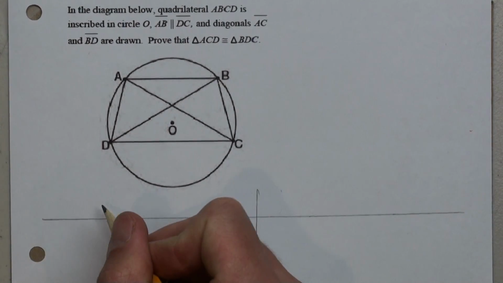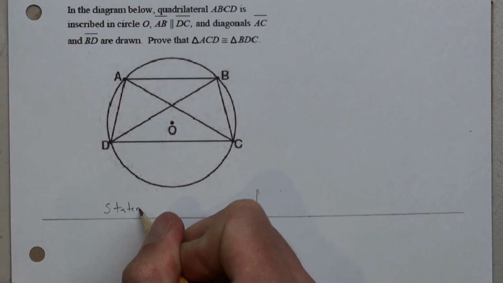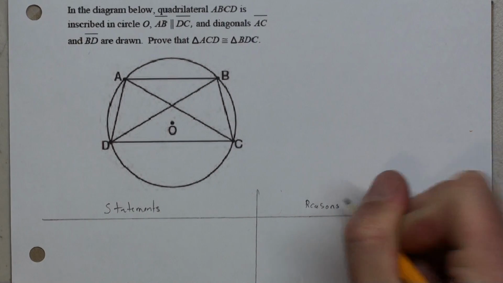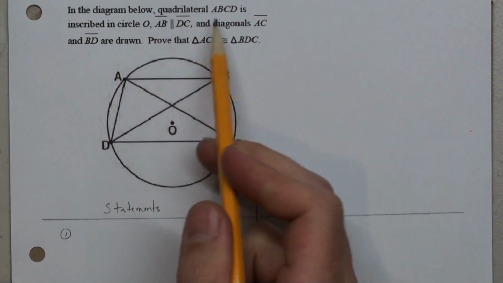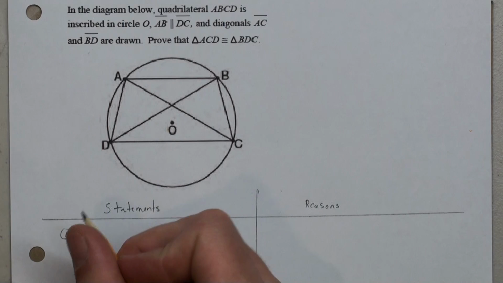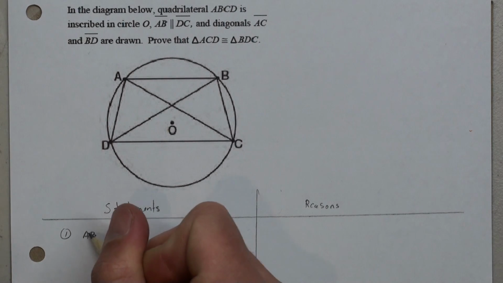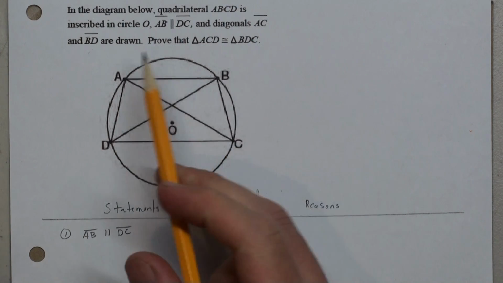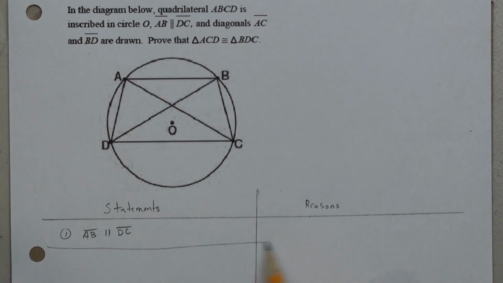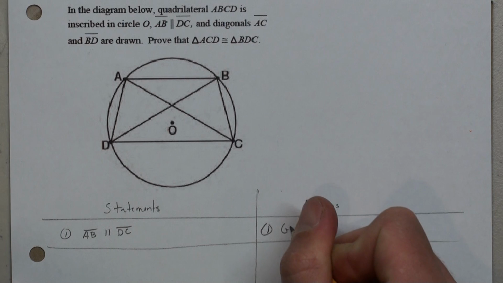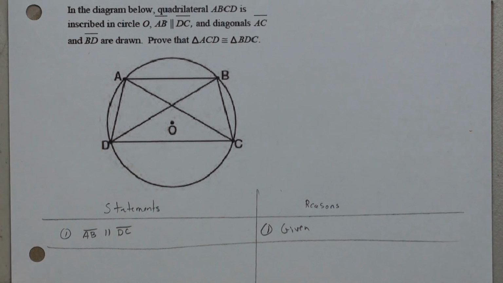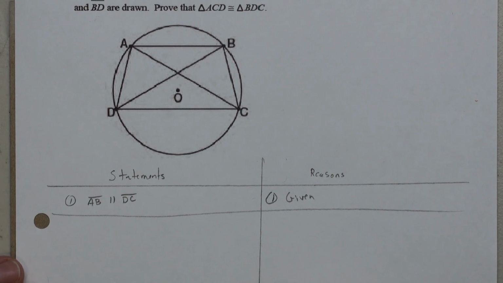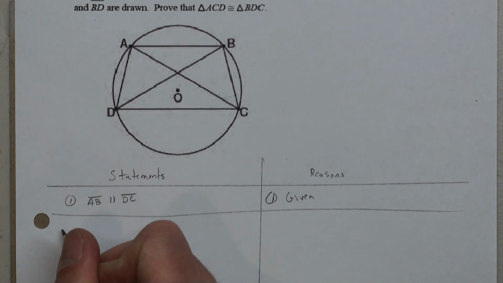Okay, on the left side we have our statements, and on the right side we have our reasons. Let's see. AB is parallel to DC. That's it. That's given. Alright. And we're trying to prove that the two triangles in that picture are congruent.